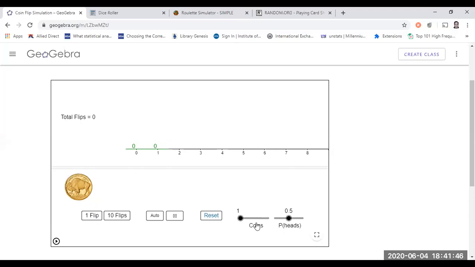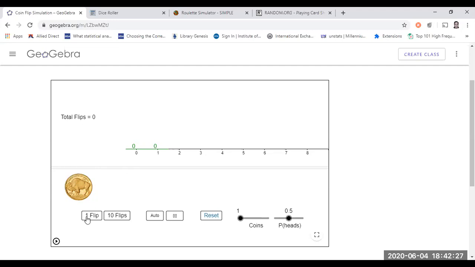I've set a single coin here, and the chance of heads is 0.5. This is important because the classical definition of probability assumes equally likely outcomes. Equally likely means that head and tails have the same chance to appear. Sometimes a coin may be biased, so heads may appear more likely than tails, but we are not discussing that right now. We are assuming that all the outcomes are equally likely.